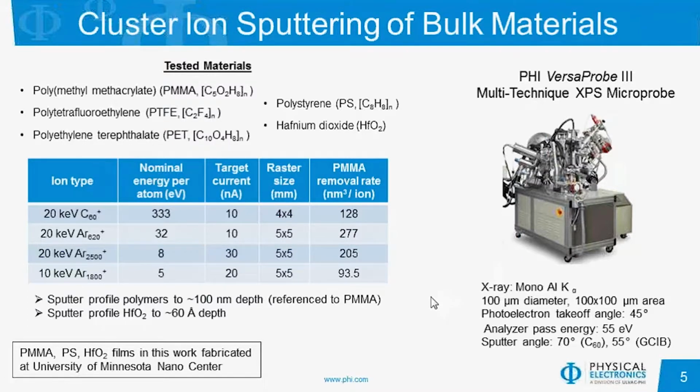And so the idea behind the profiling is that we will profile the polymers to approximately 100 nanometers in depth. And what I'm using for that depth reference is PMMA. So whatever time is needed to profile to 100 nanometers of our PMMA sample, I'm using that same sputter time for the other polymers. So we may not get to exactly the same depth, since we know sputter yield is not the same across all polymers, but we would expect a similar depth. For the hafnium dioxide, we are profiling to approximately 60 angstroms in depth.